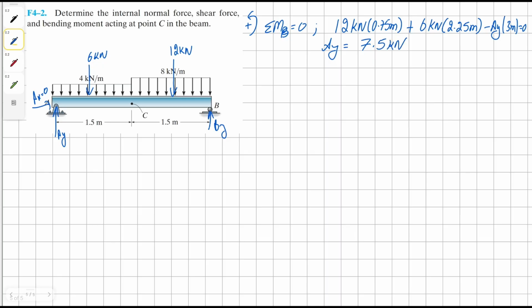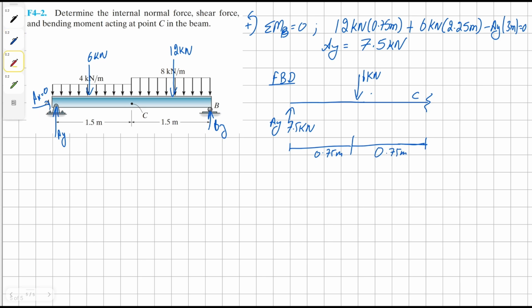Now that we have our required external reaction forces, we can draw the free body diagram of the left hand side from point C. So we have our Ay to 7.5 kilonewton. And then we have 6 kilonewton halfway through and 0.75 meters away from each side. And then at C we have our shear force. Our normal force is going to be 0 because we know that there isn't any horizontal reaction force on it.